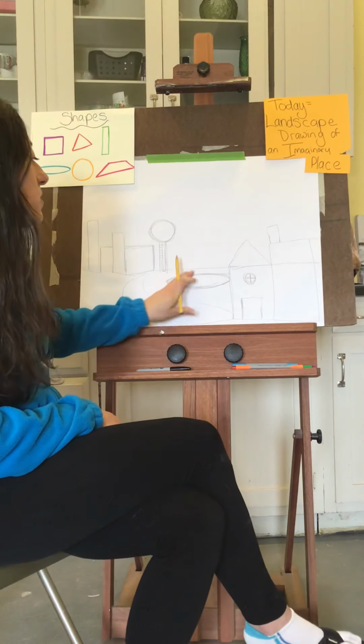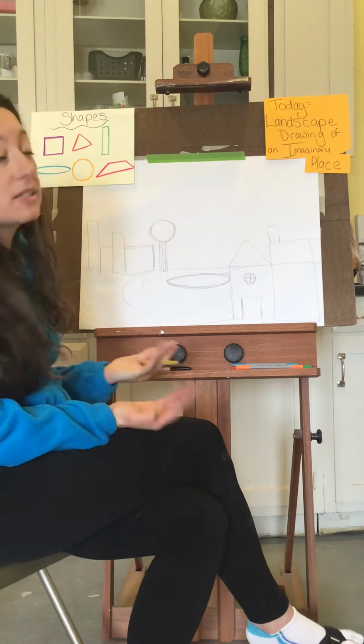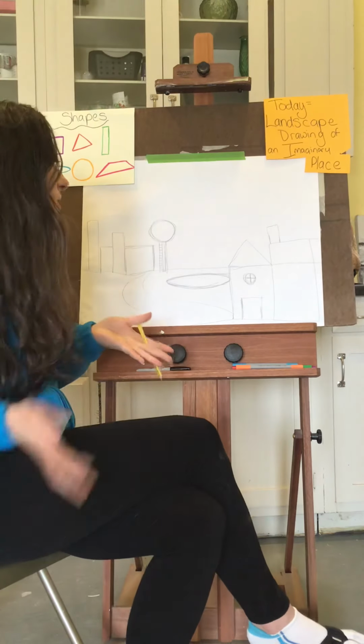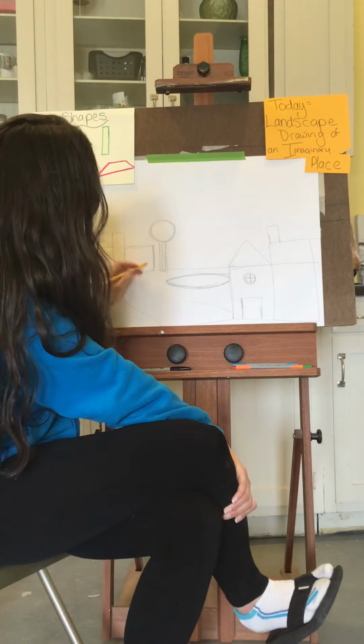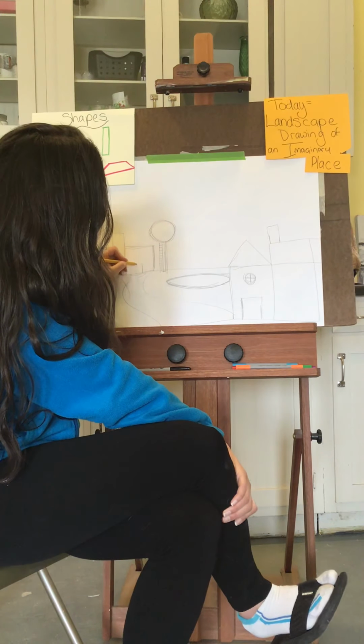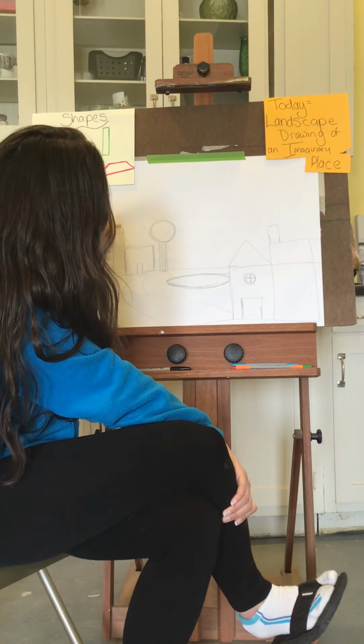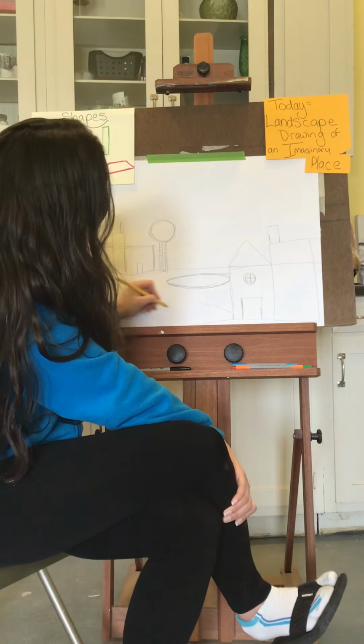Okay, my oval is below my horizon line because, well, it's not a floating pond, so it has to be on the earth. Okay, and then what else can we add? Some more buildings, some more doors, windows, whatever you can imagine. I'm going to divide this door in half, so now it's two doors.